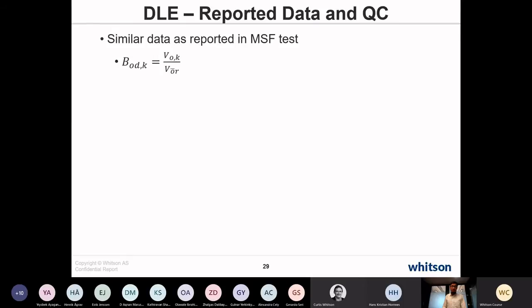So again, the reported data. So you have BOD. That's the oil formation volume factor from the DLE experiment, the oil volume divided by the residual oil volume. So that's what Curtis was mentioning, that if you get this one wrong from the equation of state model, because you are not simulating this bleeding process, then all the BO values that you will get from the equation of state model will deviate from the lab data.